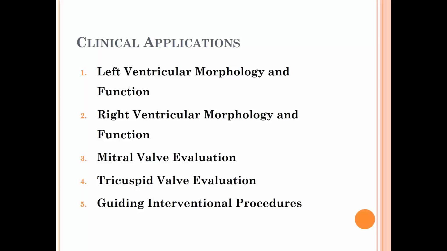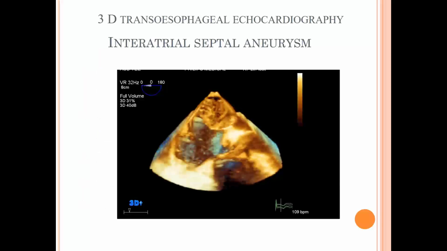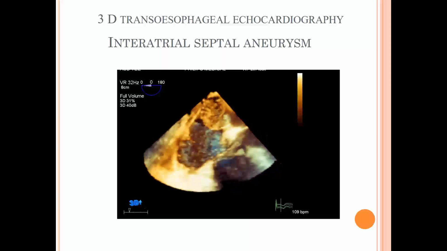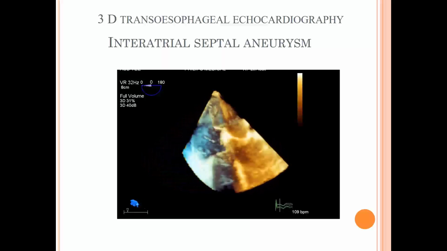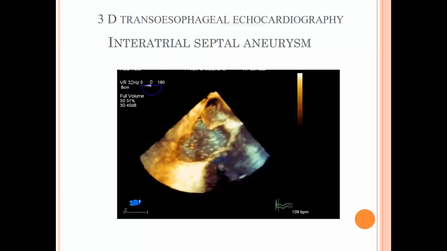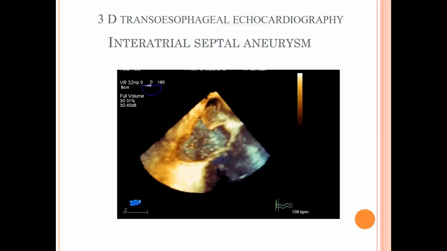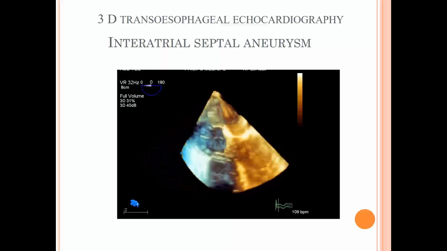There are many clinical applications for the three-dimensional echocardiography: the left ventricular morphology and function, right ventricular morphology and function, mitral valve evaluation, tricuspid valve evaluation, and guiding interventional procedures, whether in the cath lab or in the surgical theater. For example, as we can see here, this is the interatrial septum, which we can see by just 2D as one line. You can see the depth of the interatrial septum, and we can see the tiny fenestrations and the aneurysm of the interatrial septum can be seen here easily.